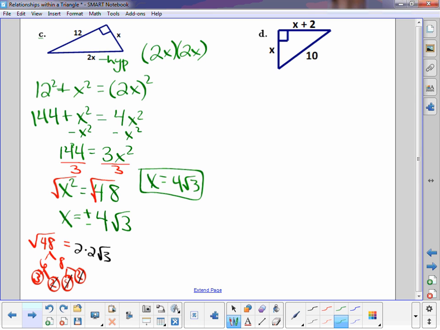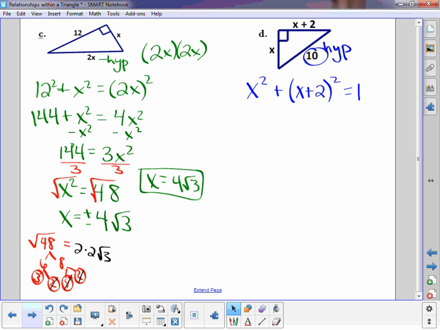Again, be very careful as you set up D. What is my hypotenuse for D? 10. So this is my hypotenuse. So my leg x gets squared. Then I get the leg x plus 2. That whole thing gets squared. And 10 squared. So again, everyone pause. Make sure you've written this down correctly. Notice it's the entire leg that gets squared.